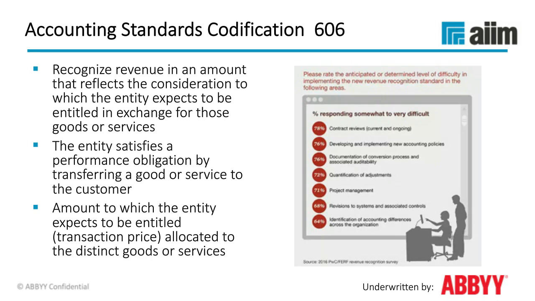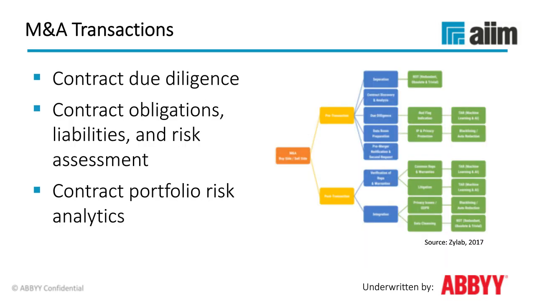And then finally, I'd like to talk about M&A transactions or portfolio risk analysis. M&A requires an evaluation of a wide range of agreements and obligations during the due diligence process. And for publicly traded companies, this due diligence needs to be completed within 60 to 90 days. And that's an onerous requirement.